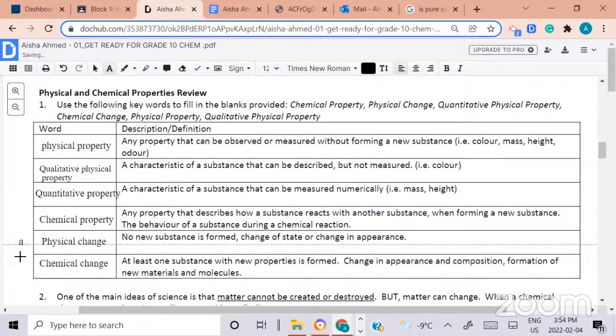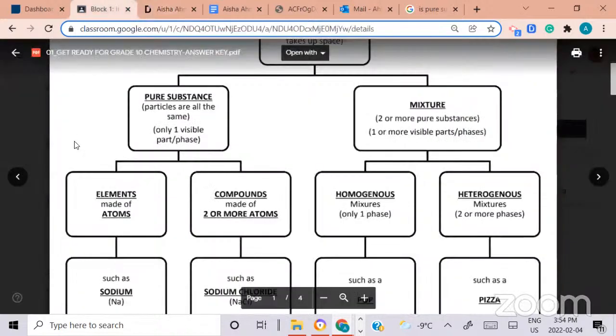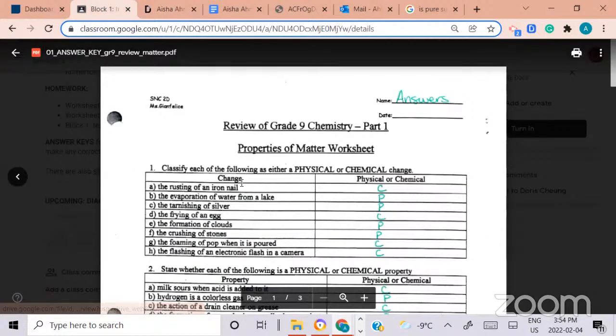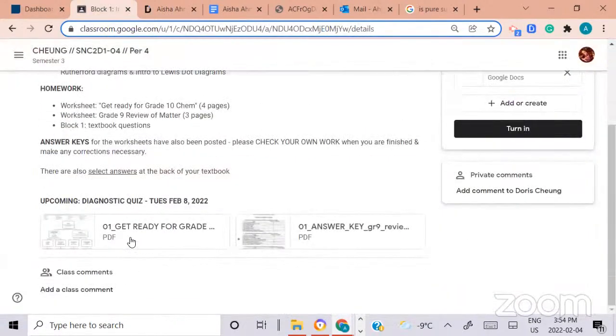Okay, and then when it says change in appearance and composition, formation of new materials and molecules, that's a chemical change. Okay, awesome. No. Where is it going? No, you're ruining it. No, you were right. Why'd you move chemical change? You were wrong. Okay, let me explain all these terms because you seem a little confused. Do you want me to explain? Yes. Okay, first double check the answers.